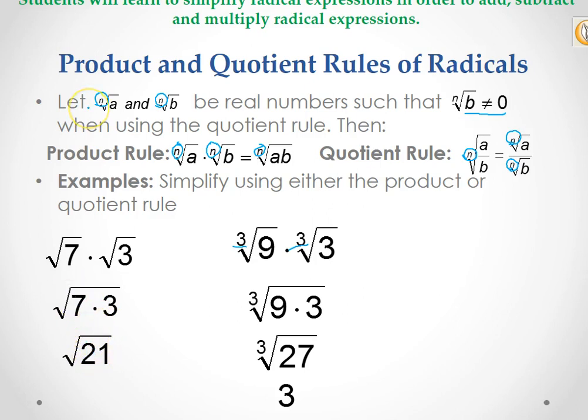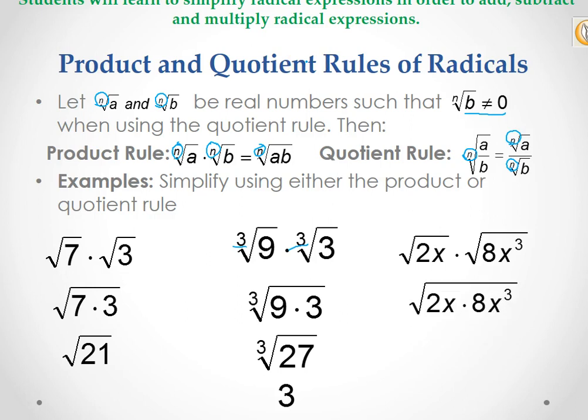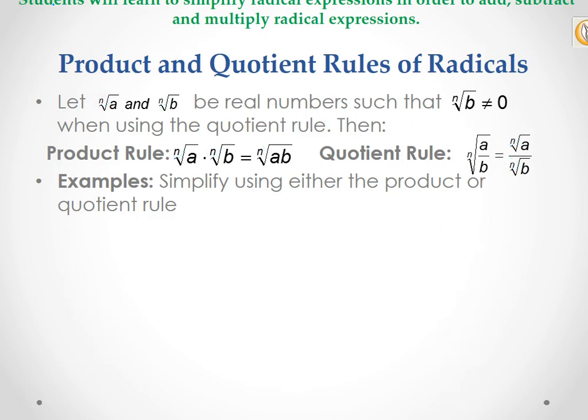Okay? Taking a look at the next one, we have the square root of 2x and the square root of 8x cubed. So again, they're both square roots. So we're going to multiply 2x times 8x cubed. 2 times 8 is 16. X times x cubed, x to the 4th. What's the square root of 16? 4. And the square root of x to the 4th? X squared. So that's the easy ones, when they have the same roots, and that's what we're working with today.